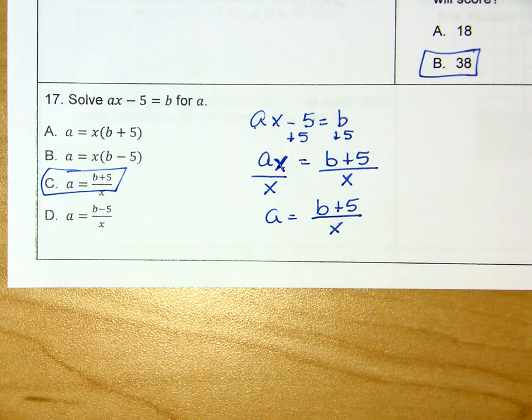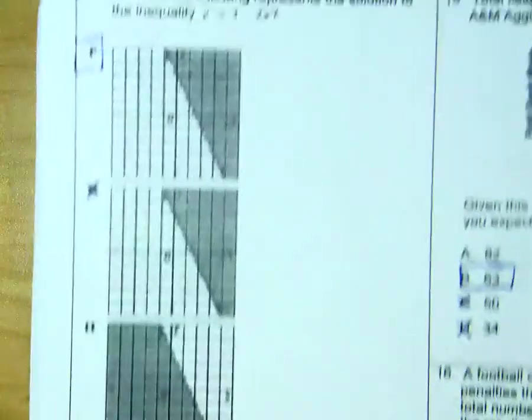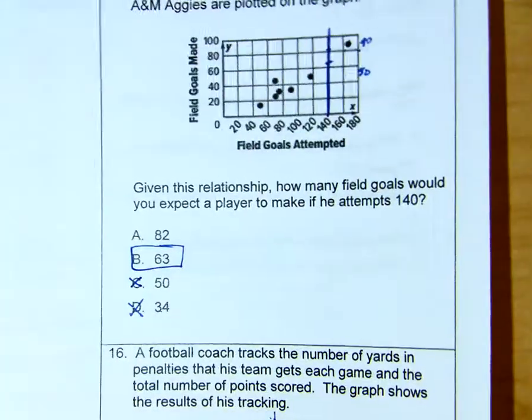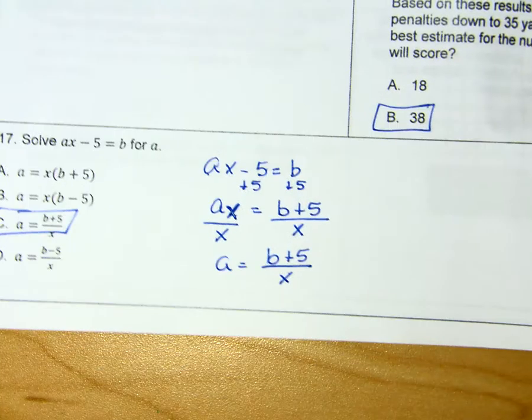And that is part 4 for your fall semester exam review. These are problems 14, 15, 16, and 17.